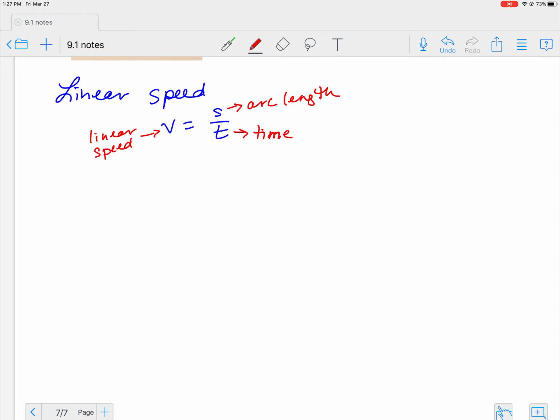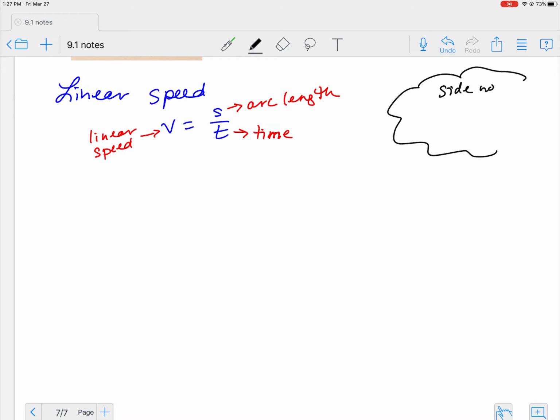And V in this instance is my linear speed, because V is for velocity. That's where that V came from. So that's where some of these variables are coming in and making an impact.